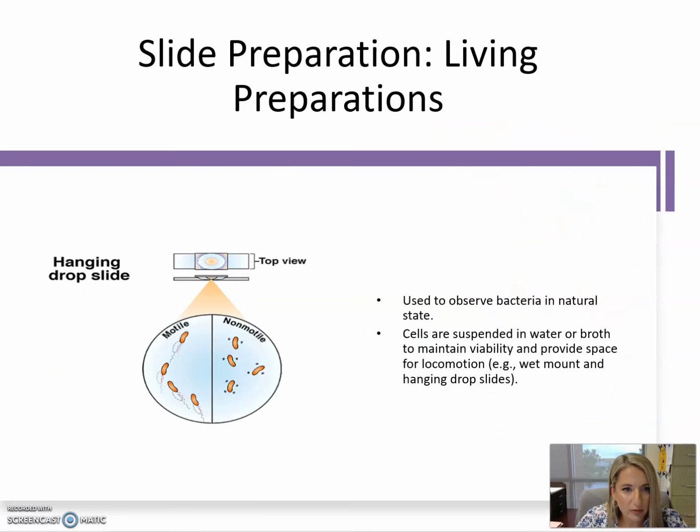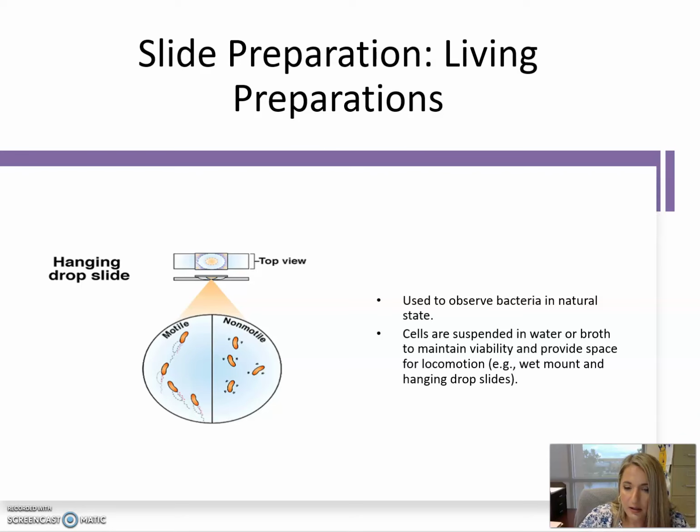So with that, we're going to go on to talk about how to prepare microscope slides and then eventually get into staining. When you prepare a microscope slide, you have two options, and you need to ask yourself: do I want to do a living preparation, or do I want to view dead bacteria? Living preparations are really only done in situations where you want to see if the bacteria are mobile or not, if you want to see if they can actually move.